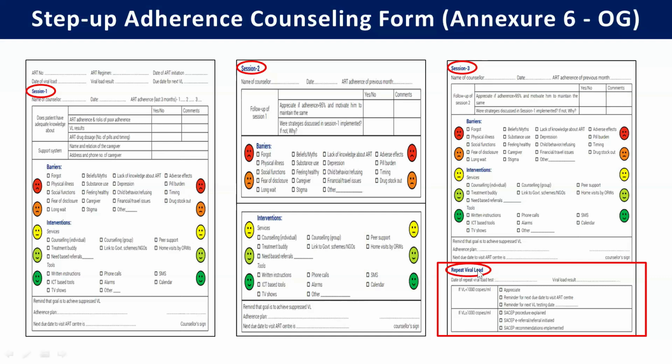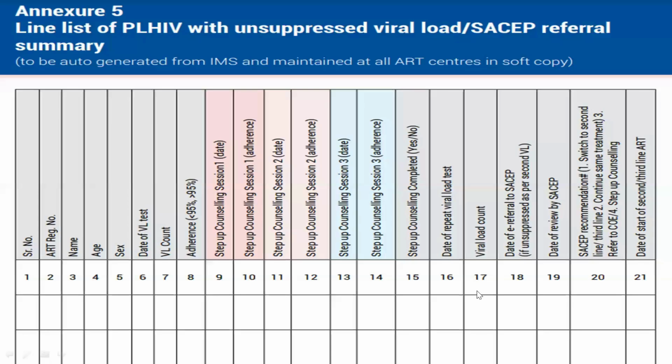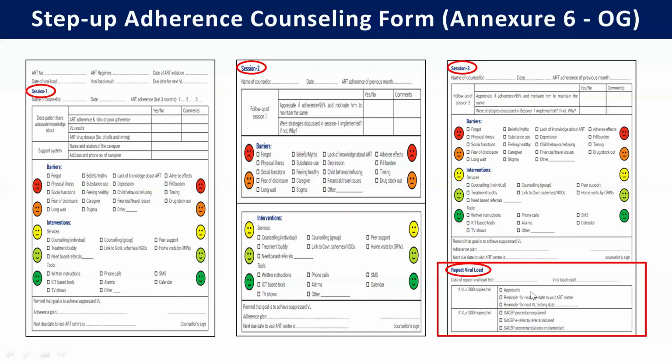And then at the end, there is a repeat viral load. If the viral load is less than 1,000, again it is appreciated that yes, you have achieved that and now you have to maintain it. If your virus is suppressed, then your health will remain good. So we have to motivate the patient.